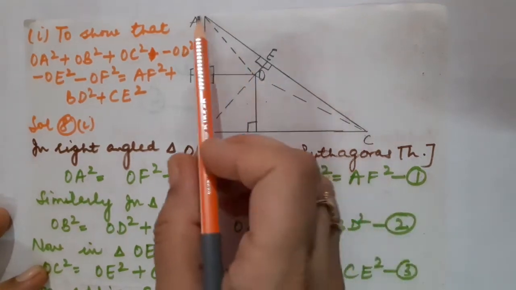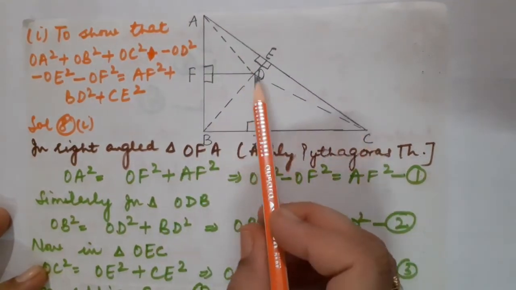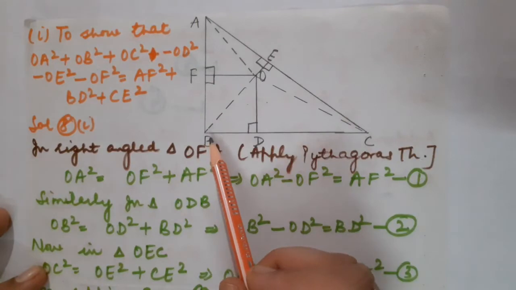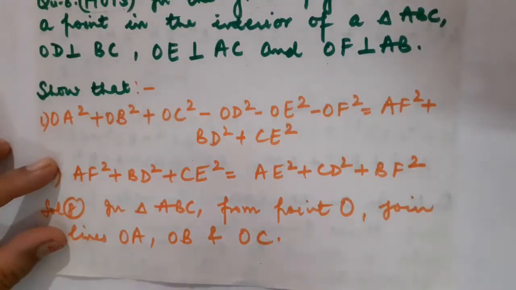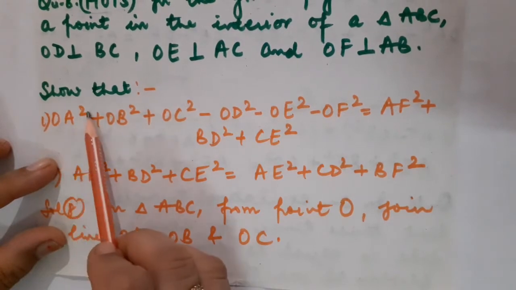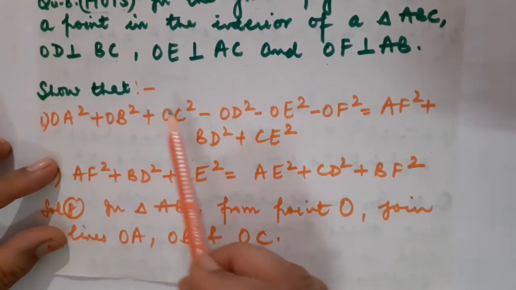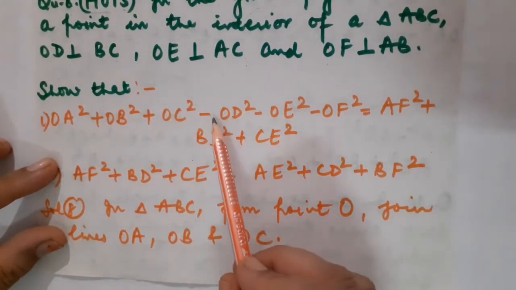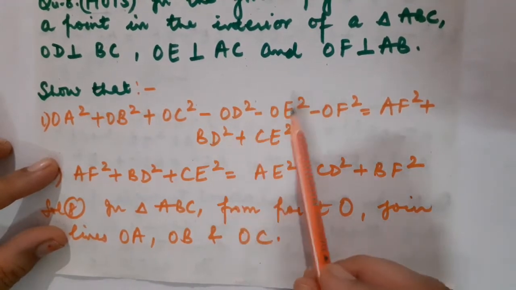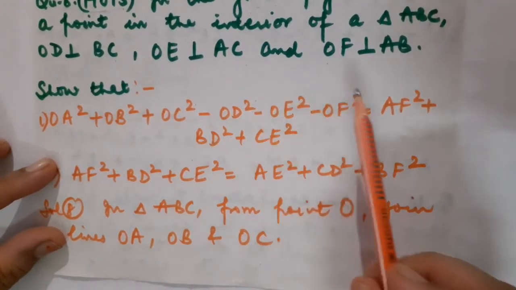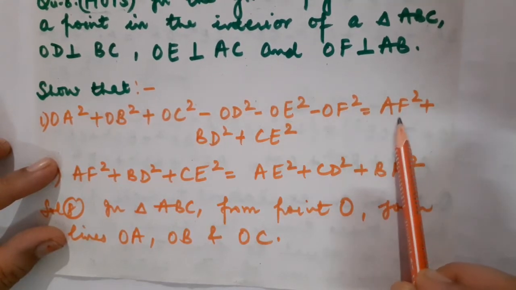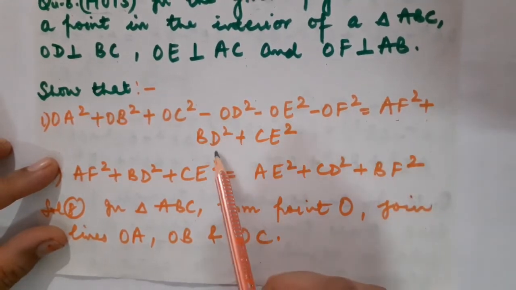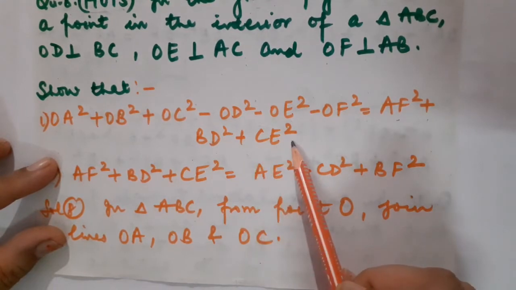OE is perpendicular on AC and OF is perpendicular on AB. Now what we have to prove? We have to prove that OA square plus OB square plus OC square minus OD square minus OE square minus OF square is equal to AF square plus BD square plus CE square.